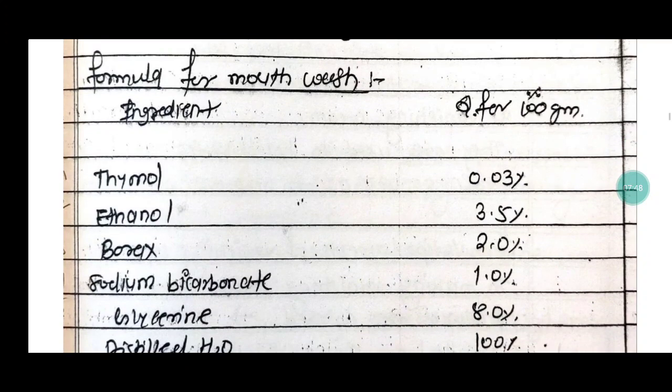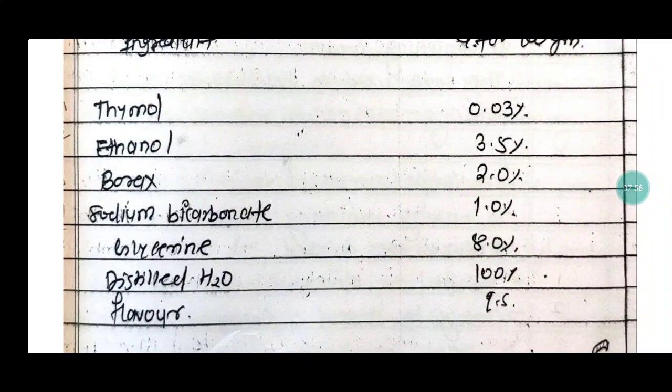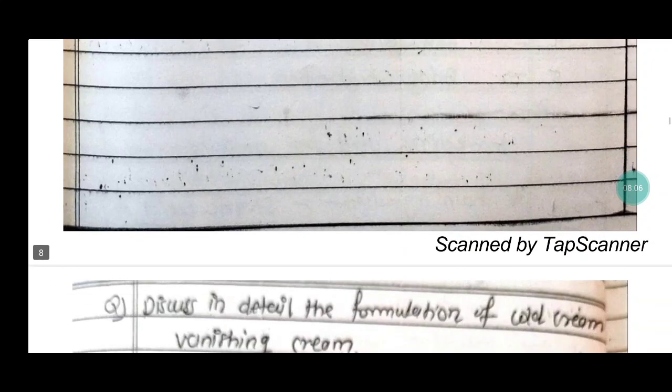So the formulation for the mouthwash, the ingredients and the quantity which is needed for that is thymol, ethanol, borax, sodium bicarbonate, glycerin, distilled water, and lastly flavor.